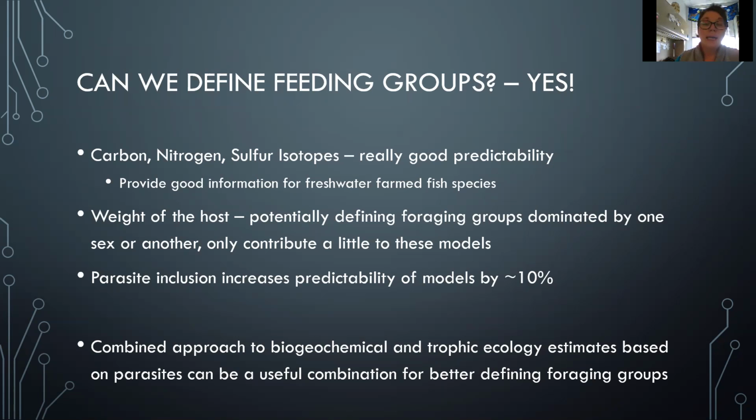So by combining the biogeochemical and the parasite-related trophic ecology estimates, we seem to be getting more and more accurate models so that we can understand how wildlife are reacting to the changing landscapes that we as humans continue to modify.